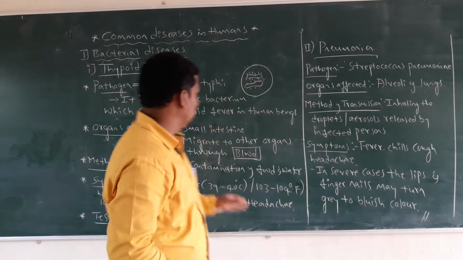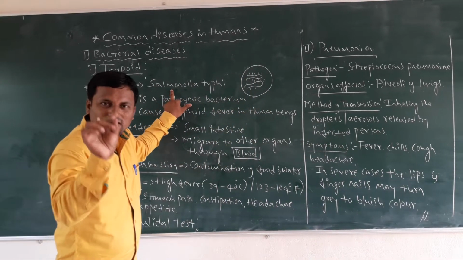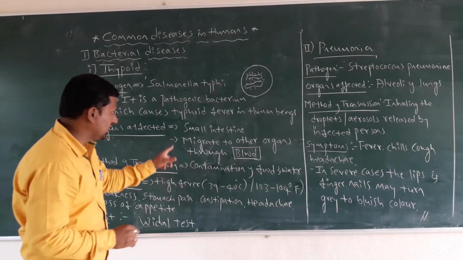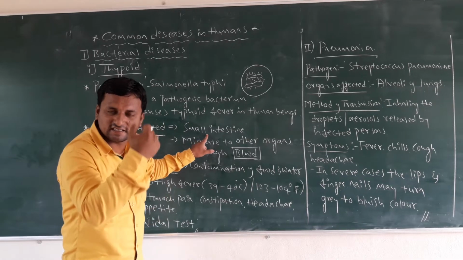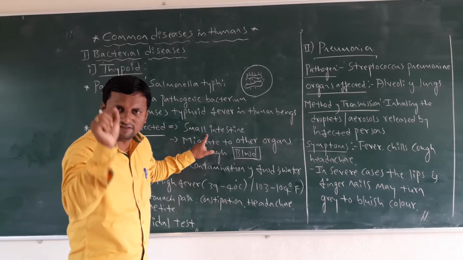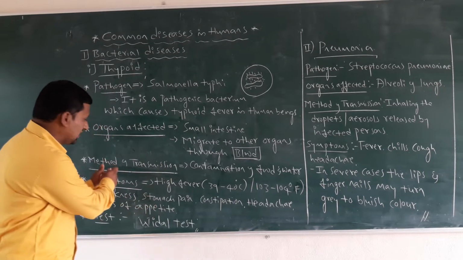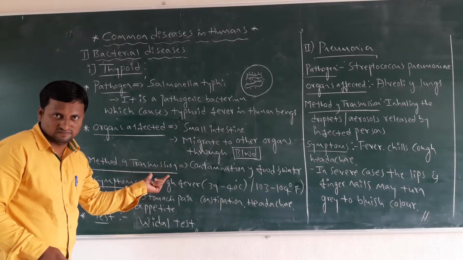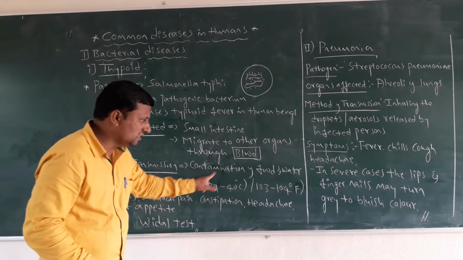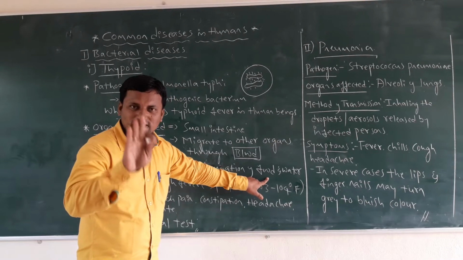The same holds for this bacterium, Salmonella typhi. It is present in the small intestine and enters through contaminated food and water. This must be remembered. Then come to the next concept, the method of transmission: through the contamination of food and water, that is, unclean food and water.